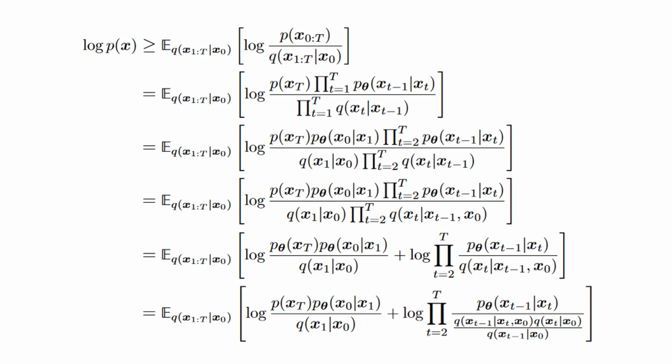So the ELBO is the expectation of q going from 1 and 2 and 3 and so on, to T, given x0. So what I can do is express all of my joints, thanks to the product rule or the chain rule and the Markov chain property, as p of xt. So I know the final one, and I go from 1 to capital T here, and I express the forward and the backward diffusion processes, all right?